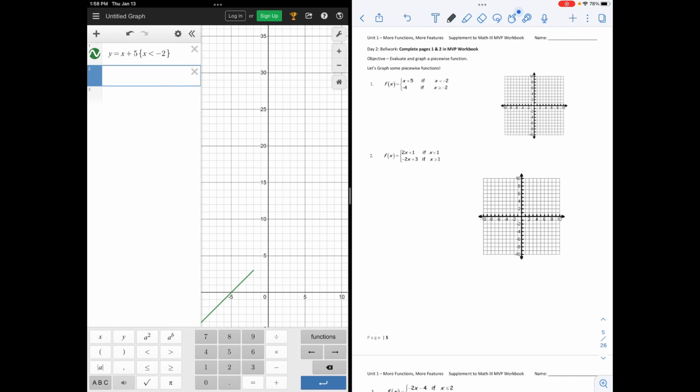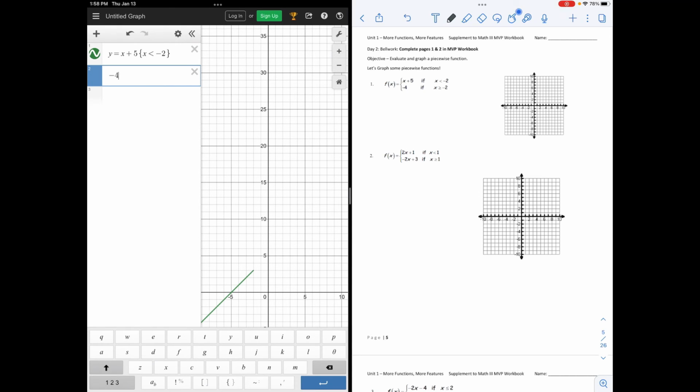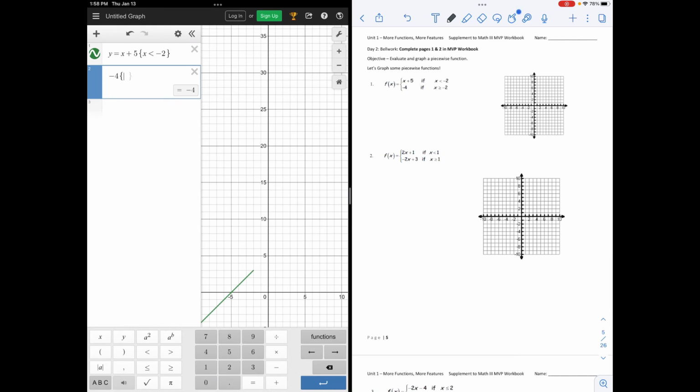All right, so let's go down to the next one, and now we're going to do -4. And we're going to restrict it. So we go to ABC, we get our little braces, and this time we're restricting it as x is greater than or equal to -2. Okay, and notice that it has restricted the graph.